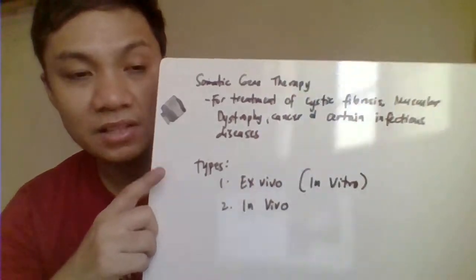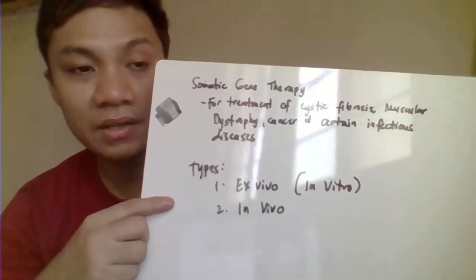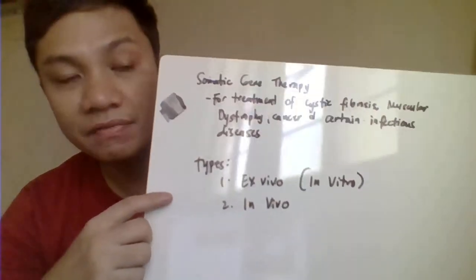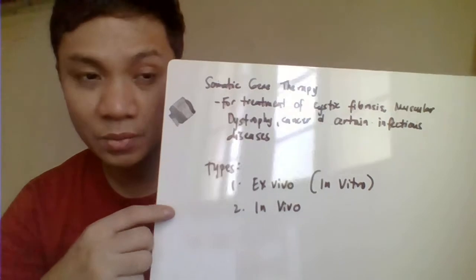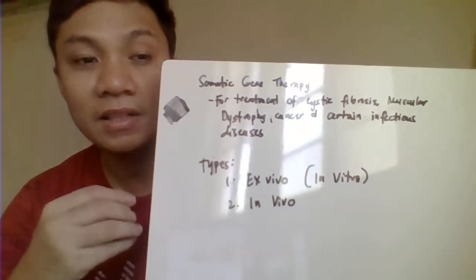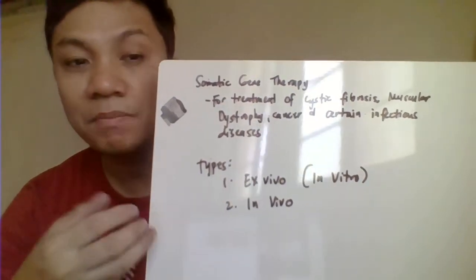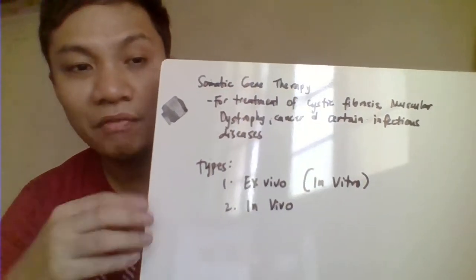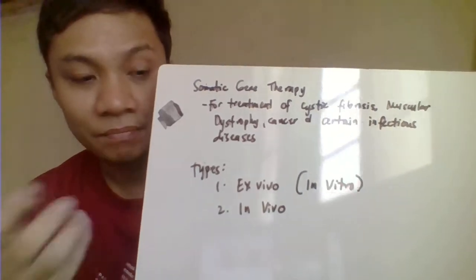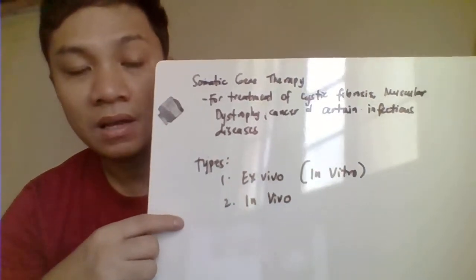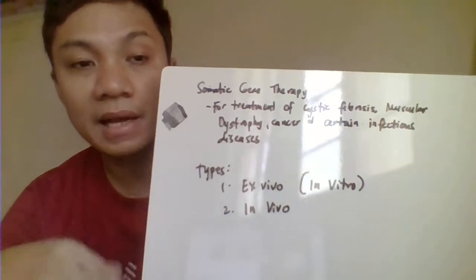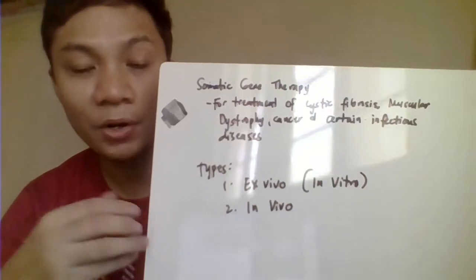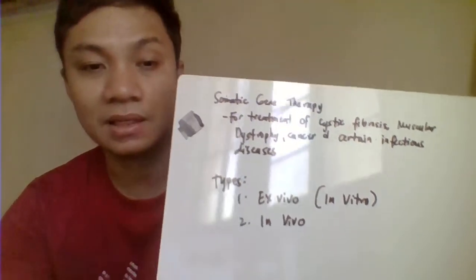So we divide somatic gene therapy as either ex vivo gene therapy, or in vivo. Ex vivo here is also called in vitro. When we speak about in vitro, you carry out the manipulation of your genes outside the body of the patient before it is returned back to the patient. In in vivo gene therapy, you directly manipulate the genes directly inside or within the body of the host or the patient.